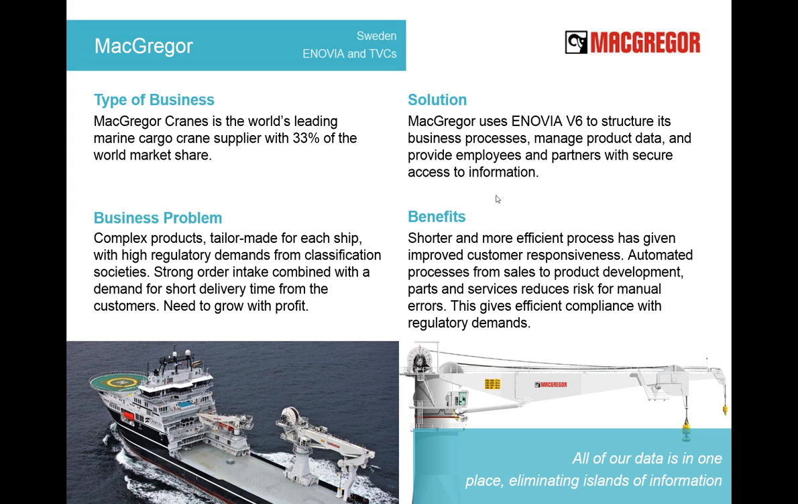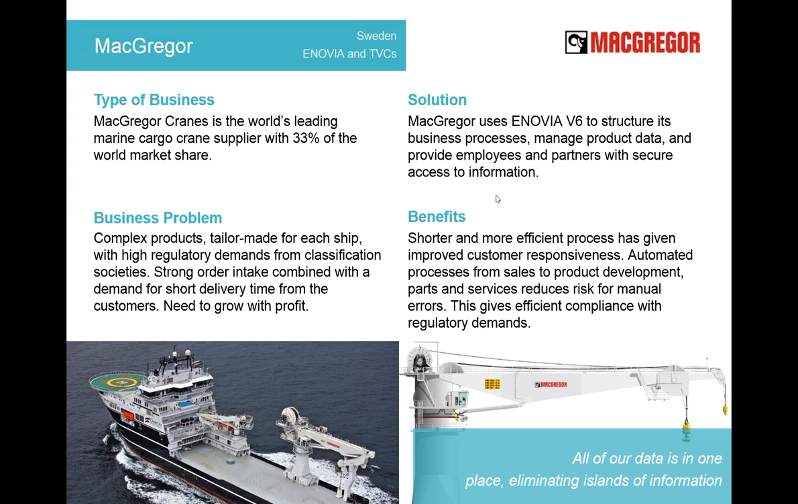MacGregor became our customer quite a few years ago now. We're very proud of that, and that they're using ENOVIA V6 and also, of course, the Technia Value Components here to structure up the processes, handle the product data, and really provide both their own employees and their suppliers with secure, is the key word, access to information.